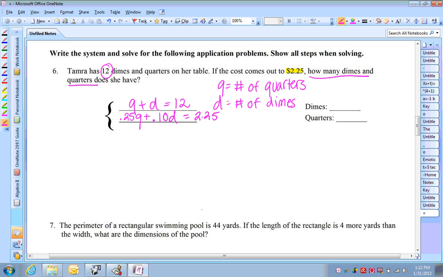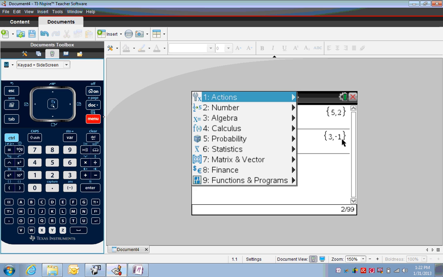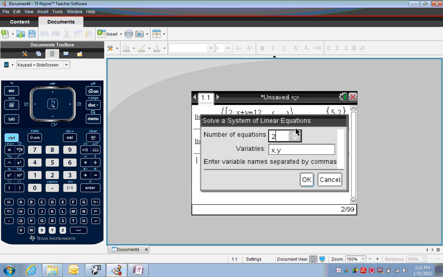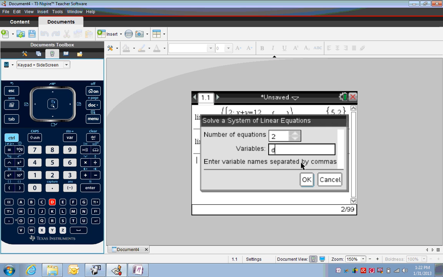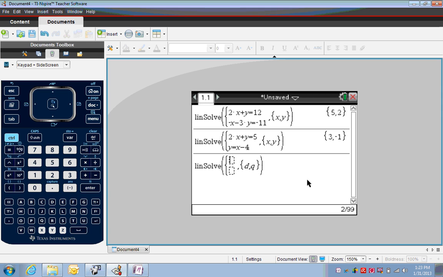Okay, so now we can just go into our calculator. Since I don't ask you to use elimination or substitution or graphing, you can do whatever you want. And the quickest way is to go into the calculator. So we go into our calculator, we hit Menu, Algebra, Solve Systems of Linear Equations. And we have 2 equations, but our variables this time are not x and y. They are d and q. So I'm going to put d as my first variable and q as my second, and I separate them by a comma. I hit OK, and then I type in my equations.